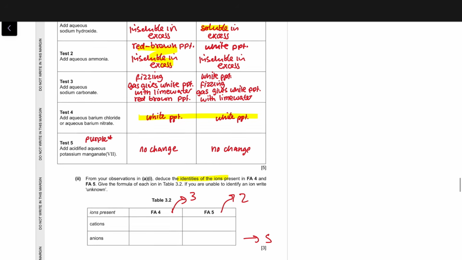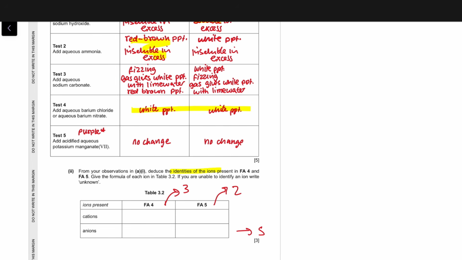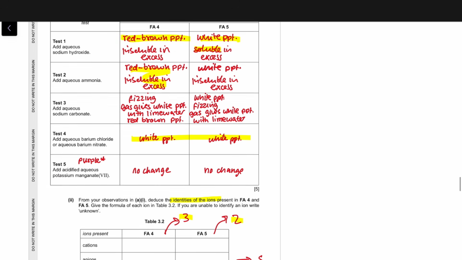And so just to move on to the question, we need to identify the ions in FA4 and FA5. So they said there are 3 ions in FA4 and 2 in FA5, and both anions contain sulfur.